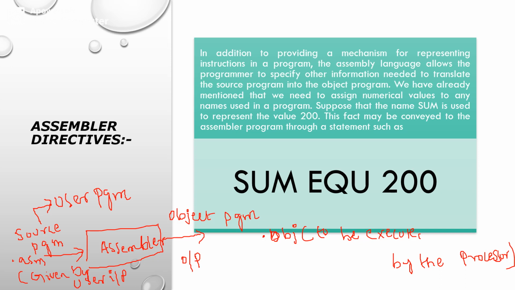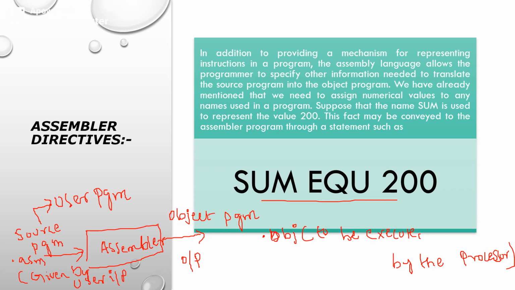We have already mentioned that we need to assign numerical values to any names used in a program. Suppose that the name sum is used to represent the value 200. This fact may be conveyed to the assembler program through a statement such as sum EQU 200. Wherever the name sum comes, the value will be assigned as 200. Here sum is a variable name, and EQU is an assembler directive.